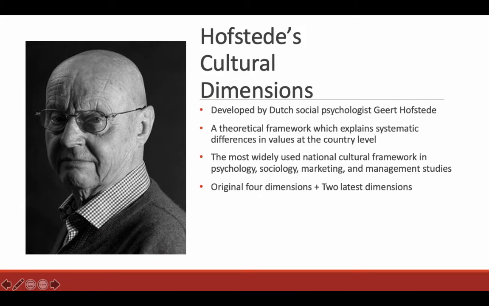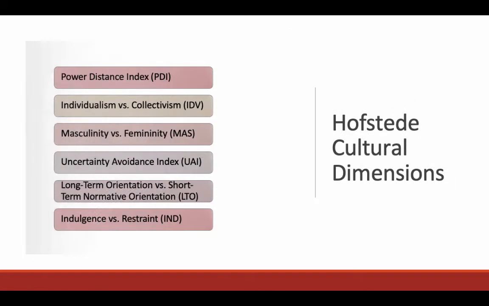Now, how we look at cultural dimensions, we refer back to Hofstede's dimensions of culture. This was developed by a Dutch psychologist, and he basically set up this framework to perceive society and how we adapt to our society. It originally had 4 dimensions and 2 were added, so now it's a total of 6. They are power distance index, individualism versus collectivism, masculinity versus femininity, uncertainty avoidance, long-term versus short-term normative orientation, and indulgence versus restraint.